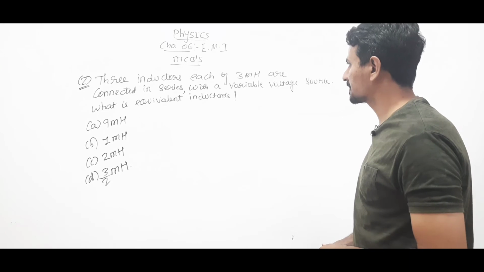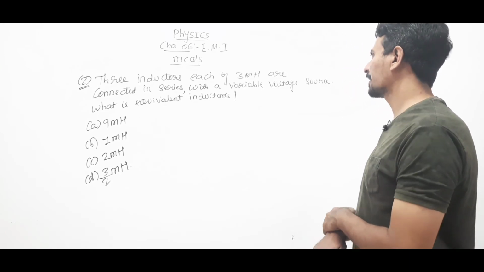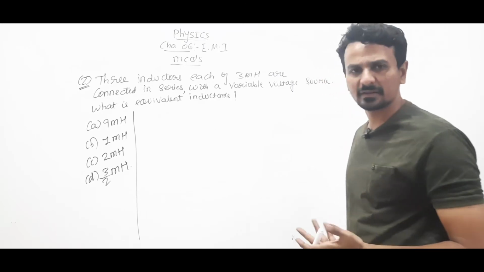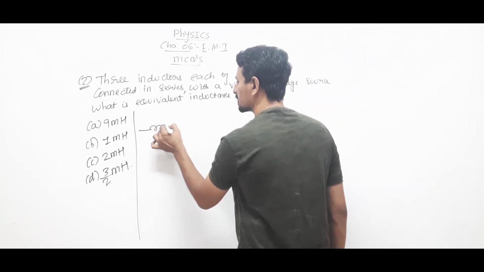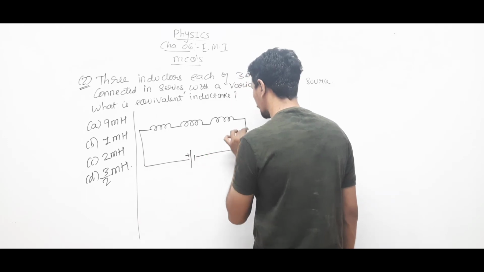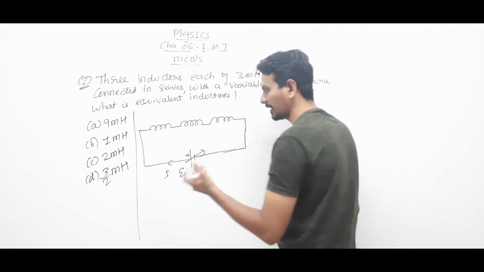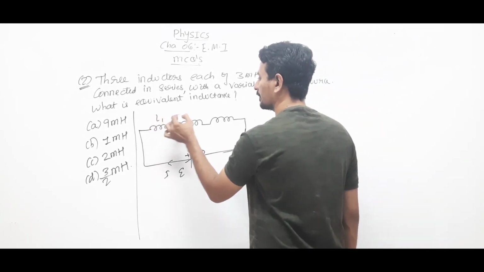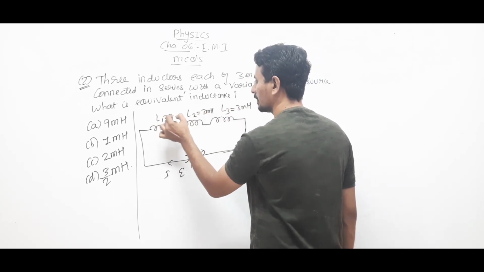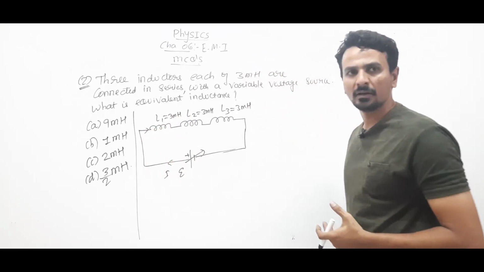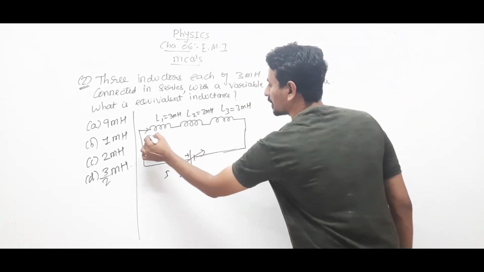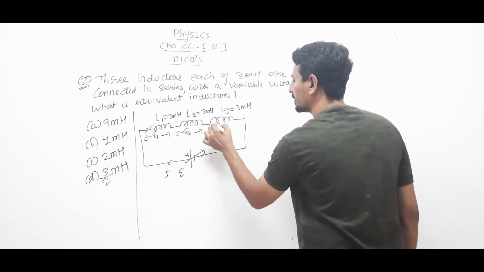Three inductors each of 3 millihenry are connected in series with a variable voltage source. What is the equivalent inductance? Inductors in series act like resistors connected in series, right? So there are 3 inductors connected in series with a variable voltage source. That means current is changing. Let the self inductances be L1, L2, L3, all of 3 millihenry. In series, current will remain the same, so the rate of change of current di by dt will also be the same for all 3 inductors. Here let the voltage drops be E1, E2 and E3.